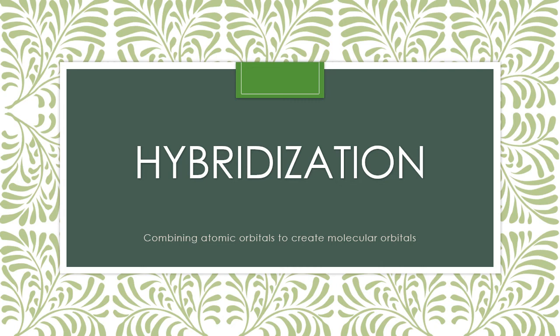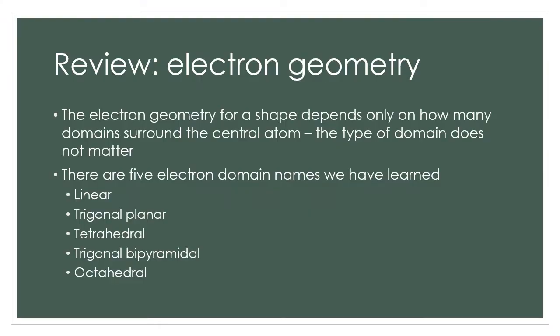Hello everyone. Today we're going to learn about hybridization of atomic orbitals. A quick review of electron geometry. The electron geometry for a molecule is the shape that depends only on how many domains surround the central atom. The electron geometry does not depend upon what kind of domains are present, just how many there are.